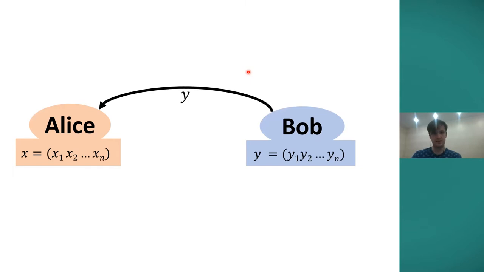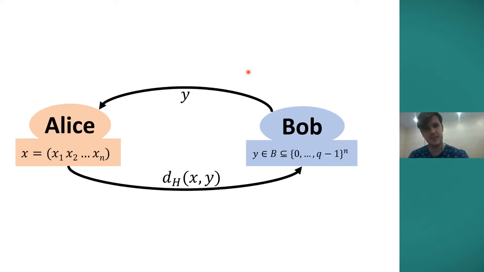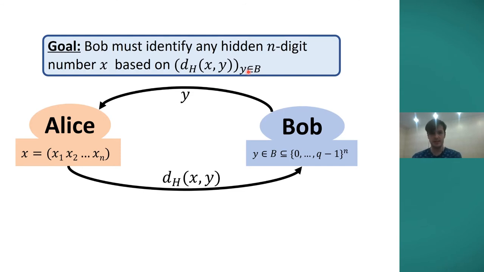Bob asks this question and tries to learn how close this guess is to x. As an answer, he receives the distance between vector x and vector y. Basically, the Hamming distance between these two vectors is just the number of positions i such that xi is different from yi. Bob's goal is to design a set of n-digit numbers such that if Bob asks all these questions at once, then based on the vector of distances, it's possible to uniquely identify the hidden number x.